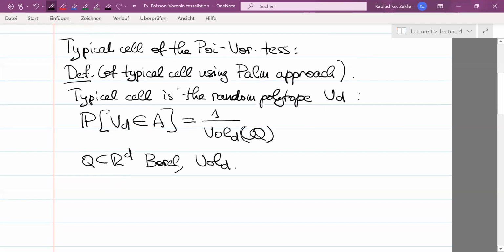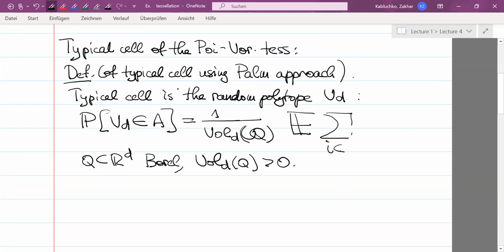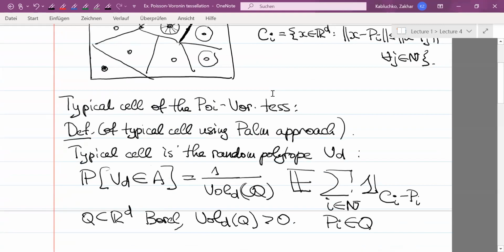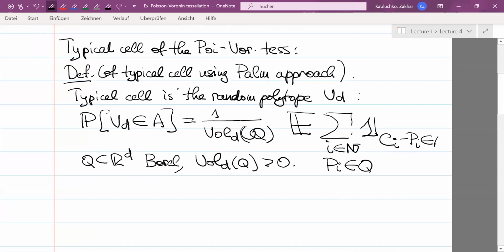The volume of Q should be strictly larger than 0. And then we do the following. We take the expectation of the sum over all i for which the center is in Q, of the indicator event that Ci shifted by Pi, where Ci is the cell, recall, and I called the center here Pi, that is, Ci minus Pi is in A.